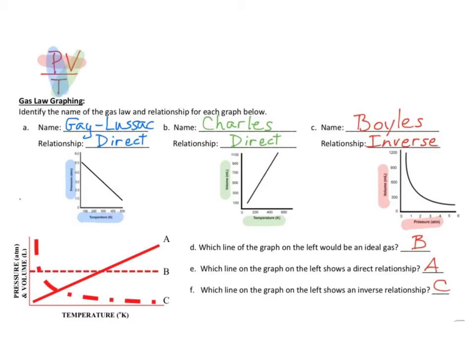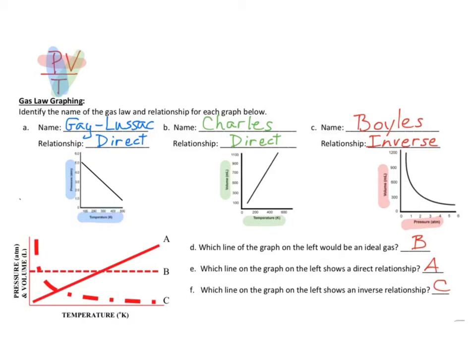The combined gas law is the combination of Boyle's law, Charles' law, and Gay-Lussac's law. Each of these describes a different relationship. Gay-Lussac's is the direct relationship between pressure and temperature. Charles' law is the direct relationship between volume and temperature. And Boyle's law is the inverse relationship between volume and pressure.